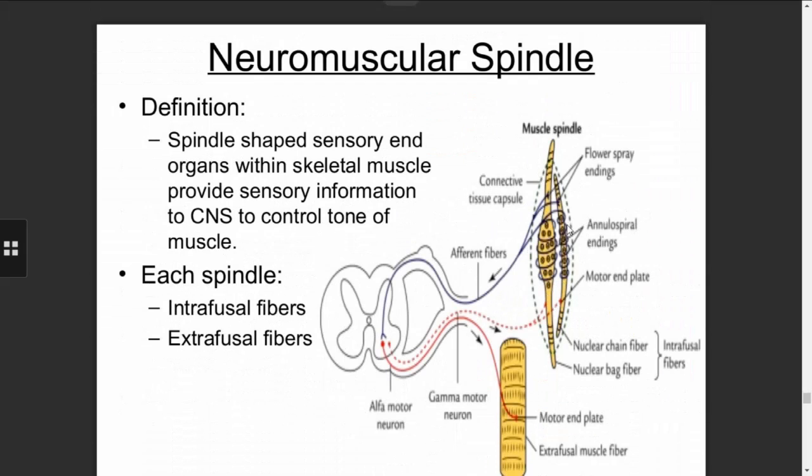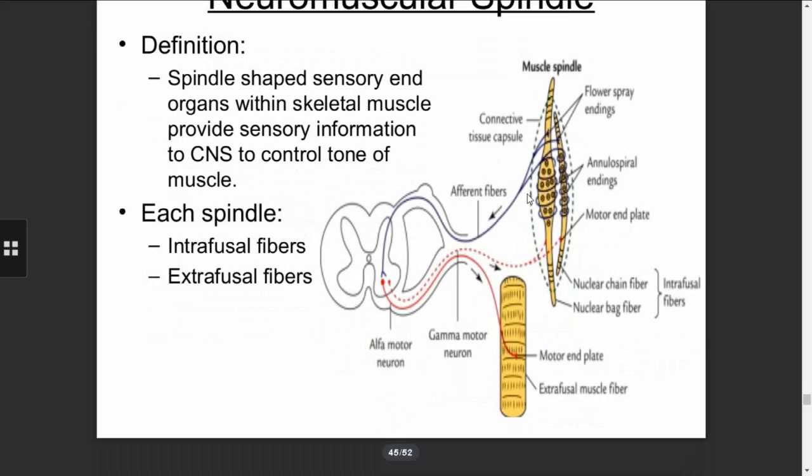Neuromuscular spindle, this is the neuromuscular spindle. Muscle spindle, nerves are coming there. It is a spindle-shaped sensory organ within the skeletal muscle, which provides sensory information to the CNS to control the tone of muscle contraction. Each muscle spindle has two types of muscle fibers, intrafusal and extrafusal. This is the extrafusal part, which will cause the contraction, and the intrafusal part, which will get its innervation by the sensory fibers.